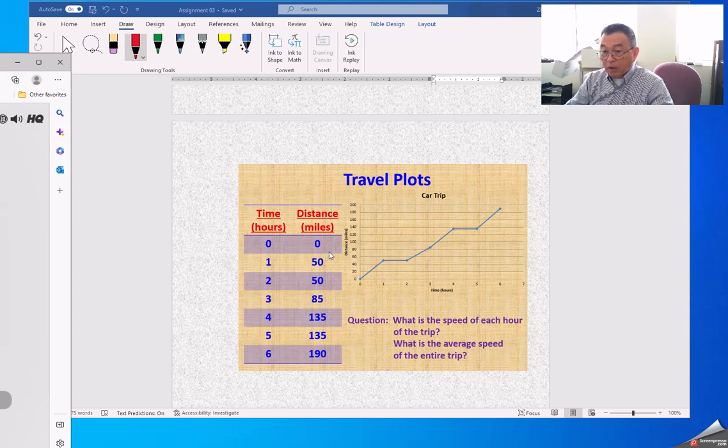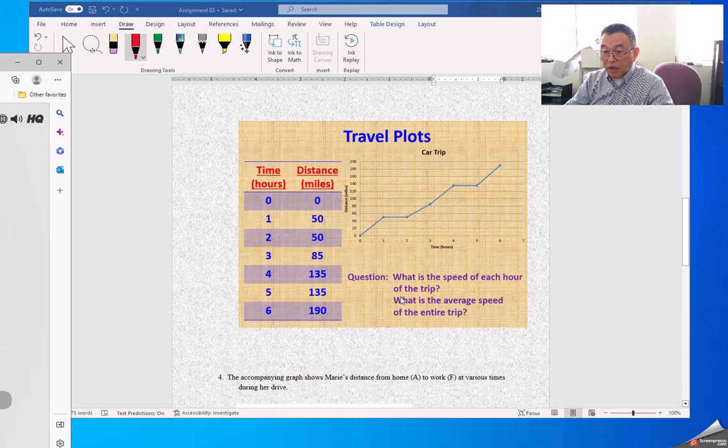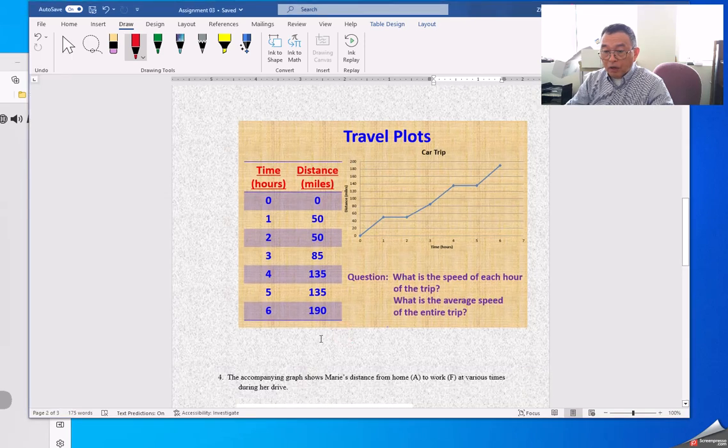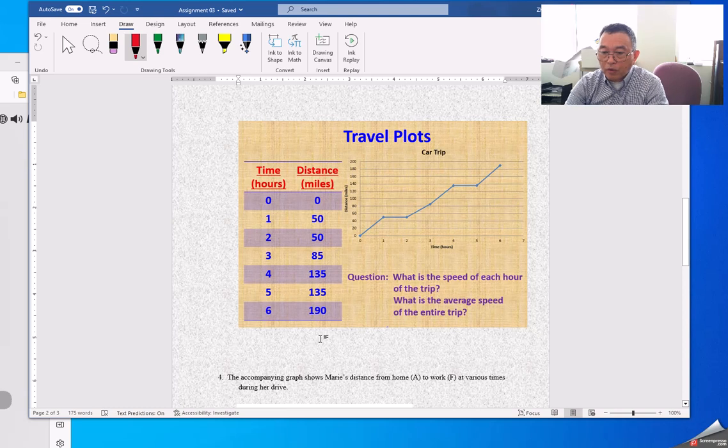For example, for the first hour, you should write down here, put another table, hour 1. The speed is always distance divided by time. So you went 50 miles in 1 hour, which means 50 miles per hour.